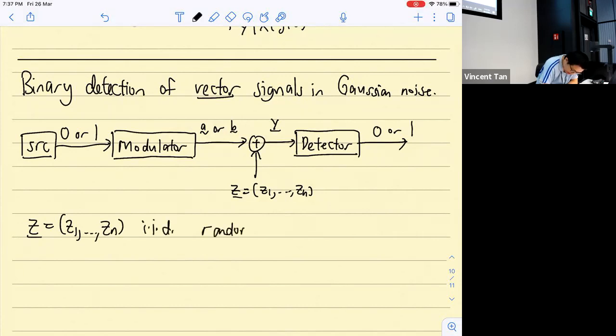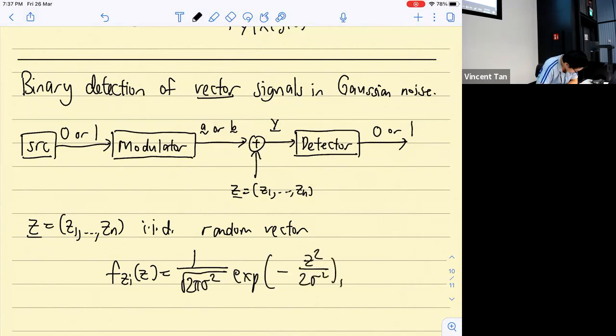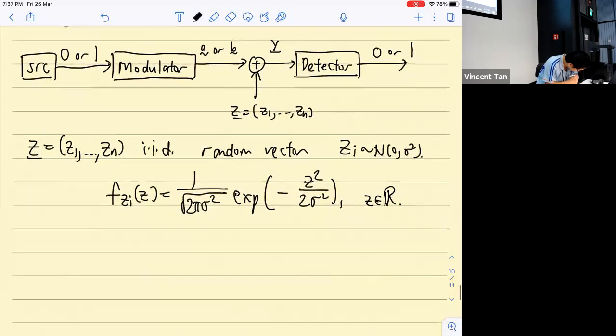random vector with components given by f of z, let's say it has noise variance sigma squared and is 0 mean, e to the minus z squared over 2 sigma squared. So here z is a real number. In other words, all the zi's are Gaussian with 0 mean and variance sigma squared. Okay, then it is easy to check, and because these are IID, the log likelihood ratios do not depend on j, and let's say yi is equal to, right?